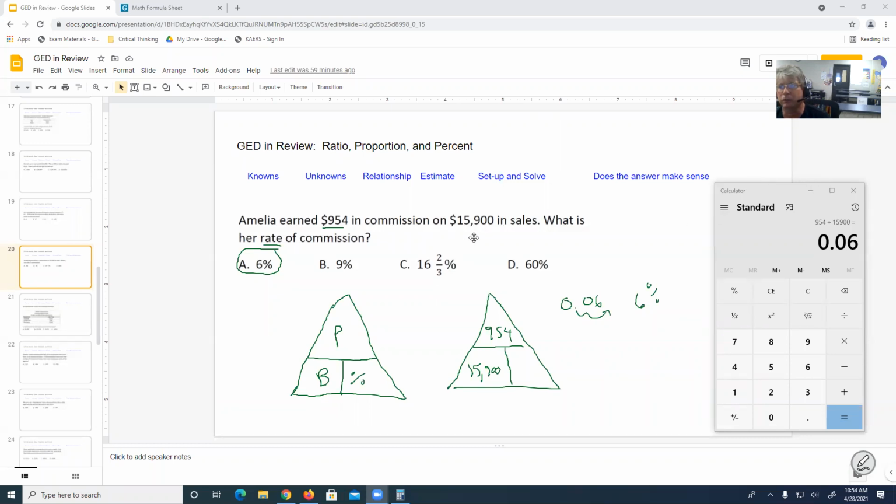But the answer does make sense because I'm not getting a big part of the 15,900, because 50% is something I'm familiar with. So, 15,900 is close to 16,000. 50% would mean I would get half of 16,000, and half of 16,000 would be 8,000. So I know that 50% would have gave me around 8,000. Well, 954 is nowhere near 8,000. So I'm kind of leaning towards these bottom numbers, not the 60%. And again, the math kind of leads me out to the 6%.